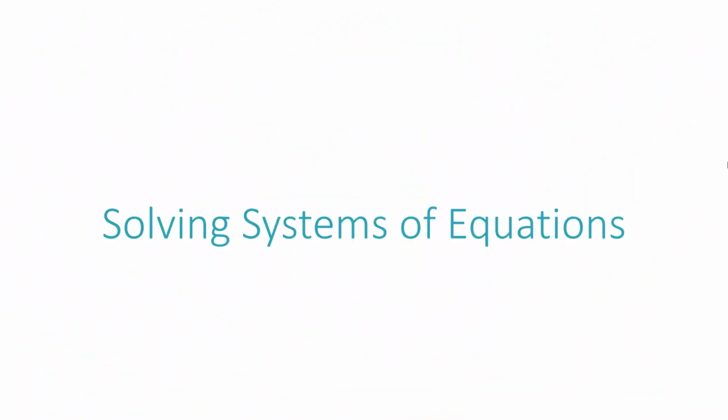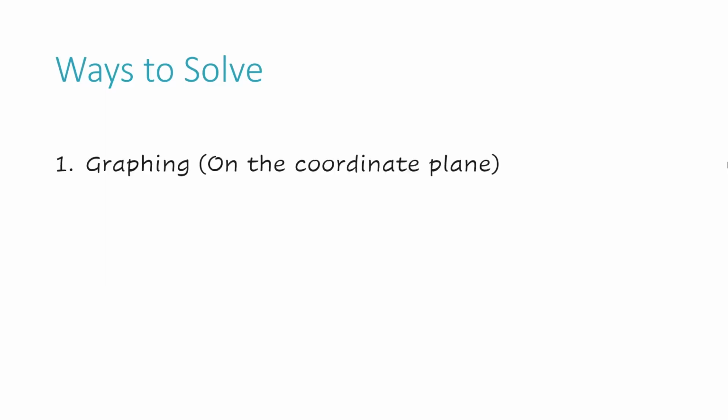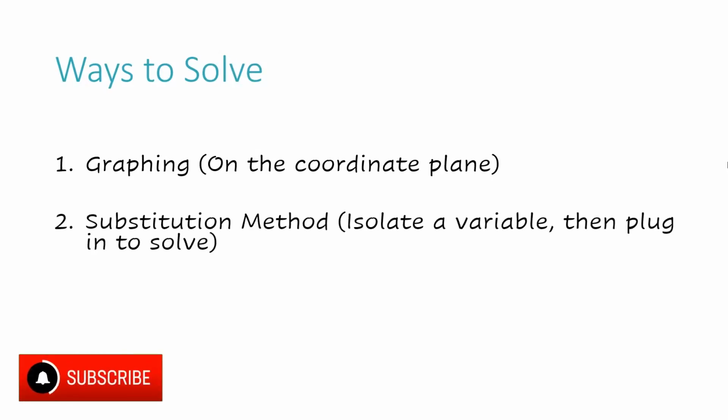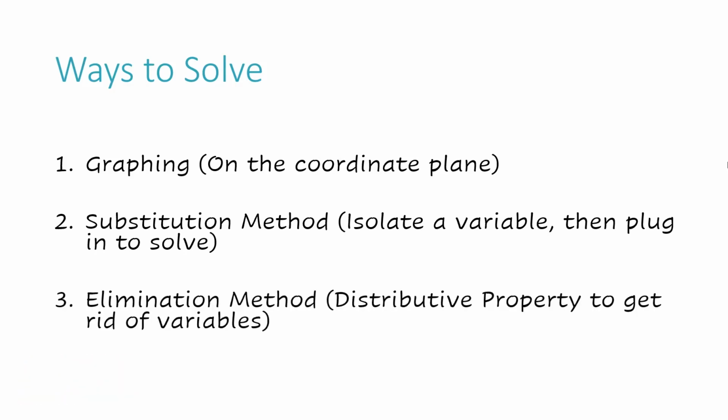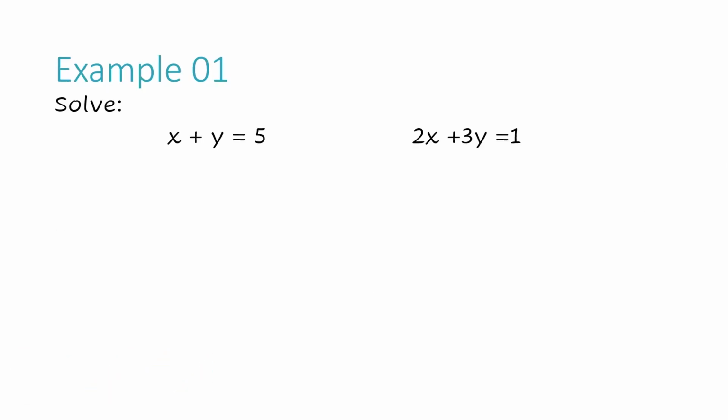Solving systems of equations. When solving systems of equations, there are three methods that you can use to get your answer. The first method is the graphing method, and you're going to do that on the coordinate plane. The next method is the substitution method, and you're going to isolate a variable, then plug the answer to that in to solve. And last, you're going to use the elimination method. That's when you use the distributive property to get rid of variables. Let's take a look at an example.